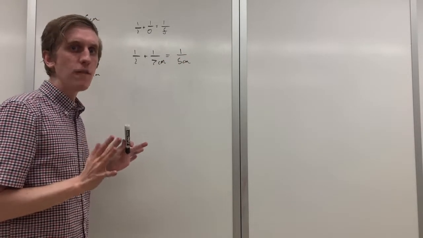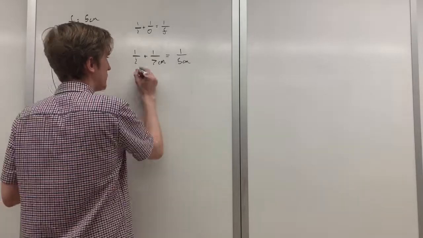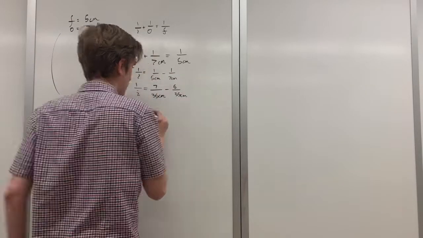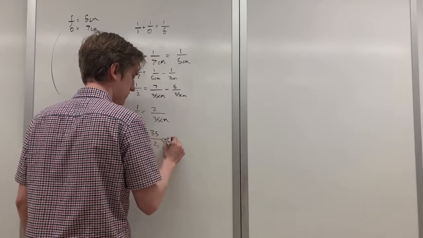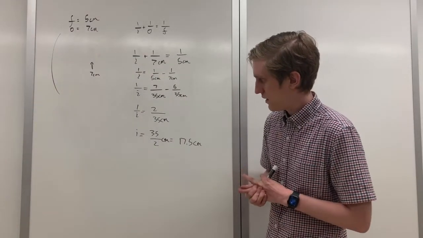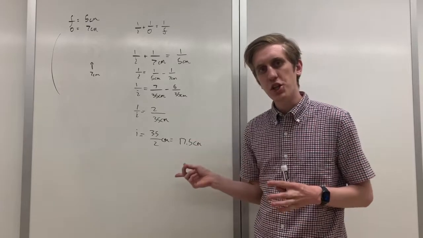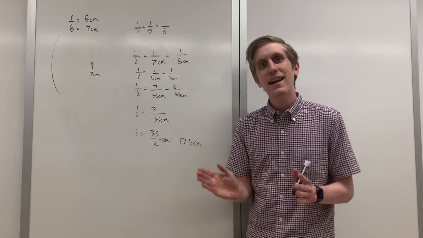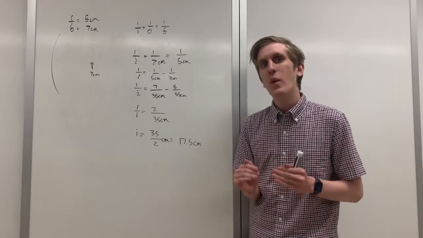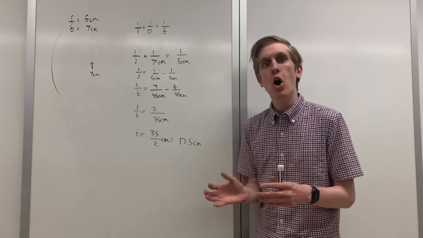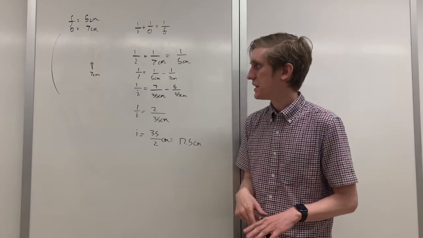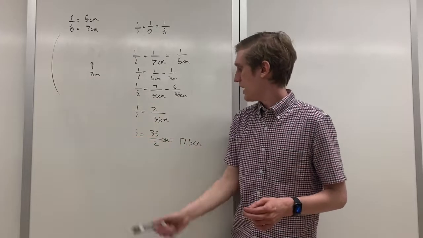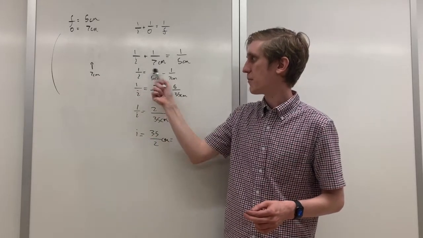Let's now solve this equation for I. There we go. The location of our image is 17.5 centimeters. Because this number is positive, we know that the image will appear on the same side of the mirror as the object. If this object is 7 centimeters away from the mirror, 17.5 centimeters will be somewhere out here.